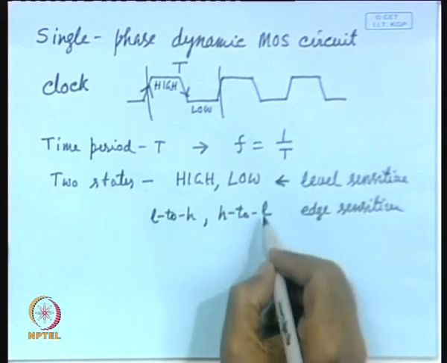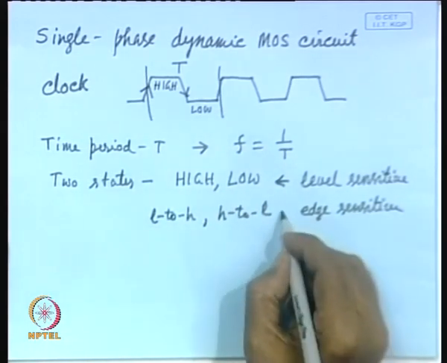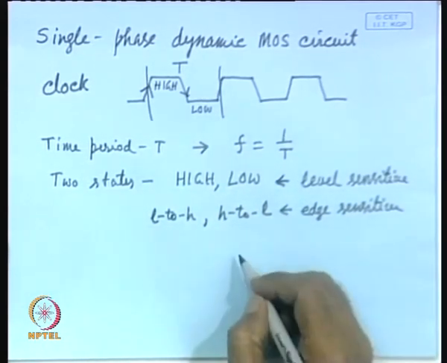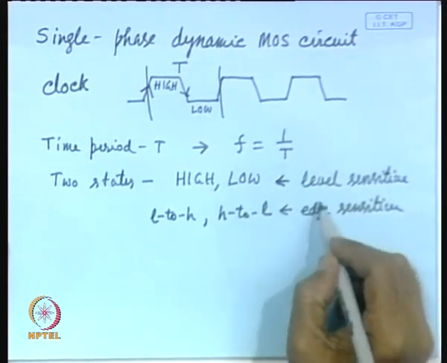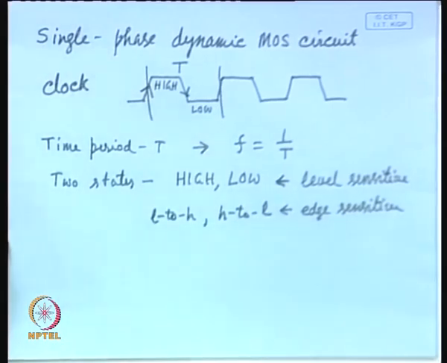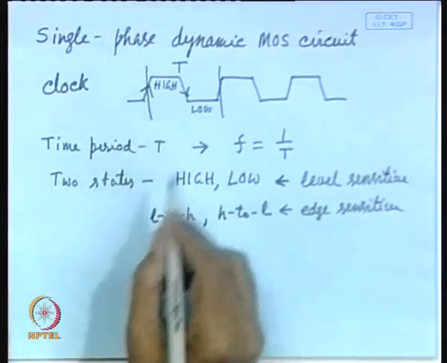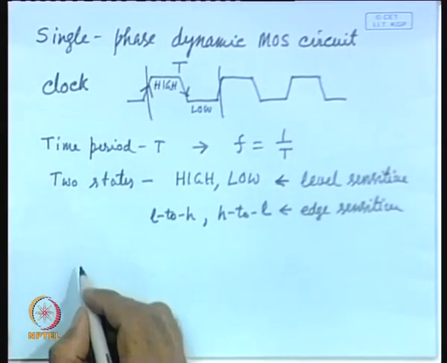So, the events can be initiated either by changing level or by changing edges. So far as the MOS dynamic circuits are concerned, as we shall see, these are level sensitive. That means, based on level, the operation of the circuit changes. Let us draw a very simple single phase dynamic MOS inverter.